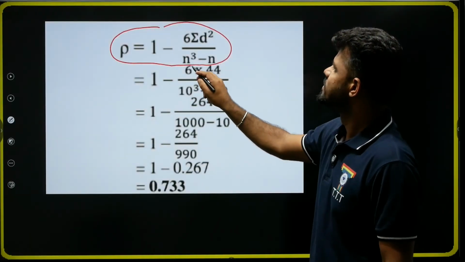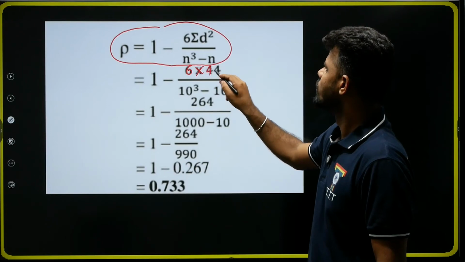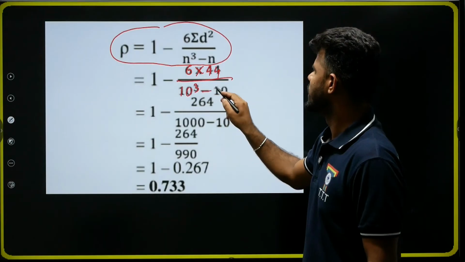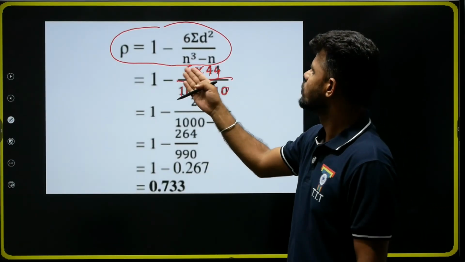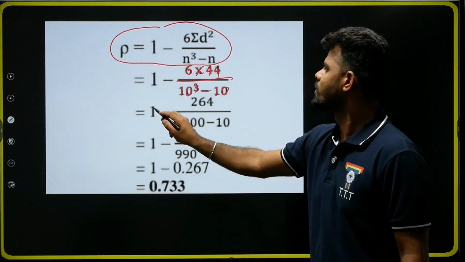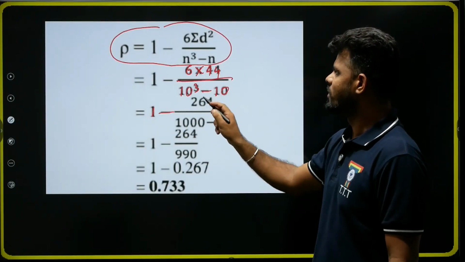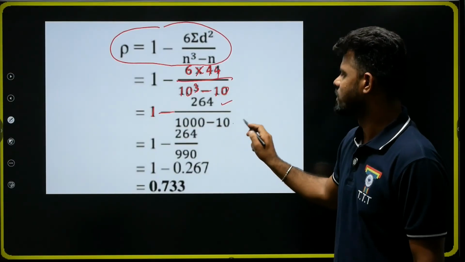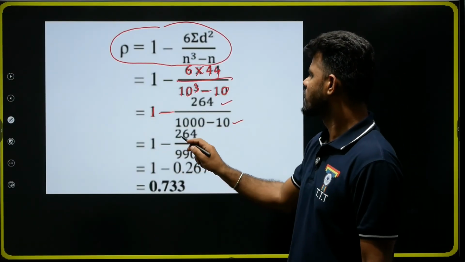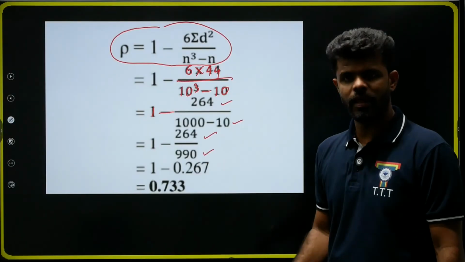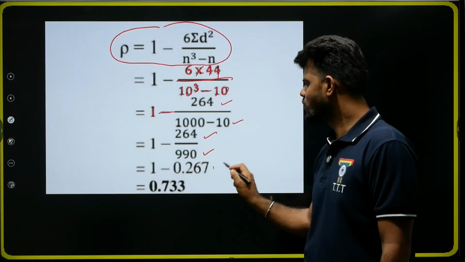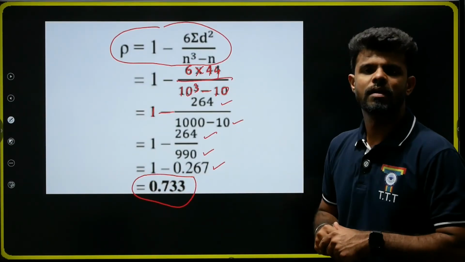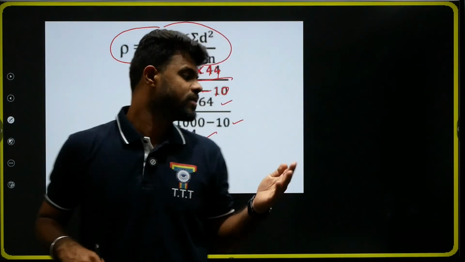So 1 minus 6 into 44 whole divided by n cube, that is 10 cube minus 10. So that is called the n cube minus n formula. So further simplify: 1 minus, 6 into 44, you will get 264 whole divided by 1000 minus 10. Further simplify 1 minus 264 divided by 990. So divide and 1 minus 0.267 comes. So finally you will get the answer 0.733. So you got the positive answer.